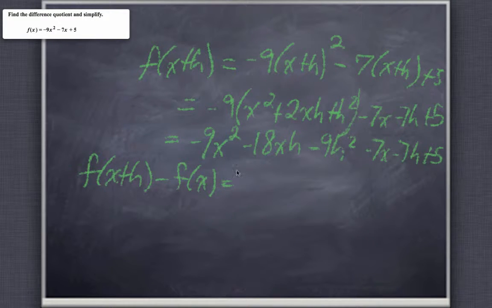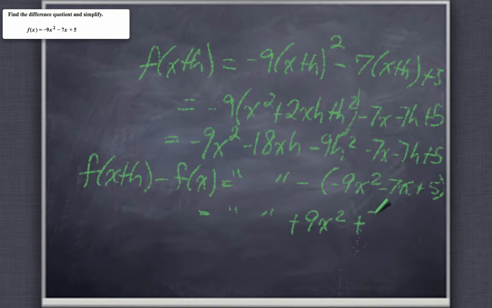So we have all of this. I'm going to put quotes here because I don't have room. So it's all of this minus 9x squared minus 7x plus 5. So that's all of this plus 9x squared plus 7x minus 5. So this negative 9x squared and the positive 9x squared cancel, the negative 7x and the plus 7x cancel, the 5 and the negative 5 cancel. If you have anything left that doesn't have an h in it, you've made a mistake. So everything that's just x's should cancel.